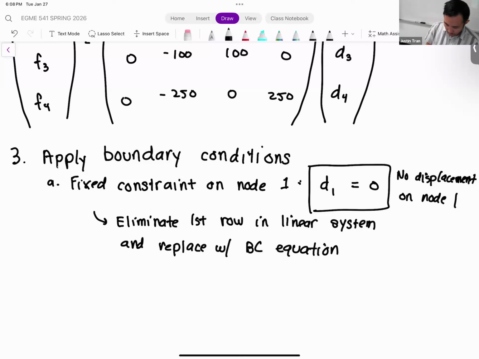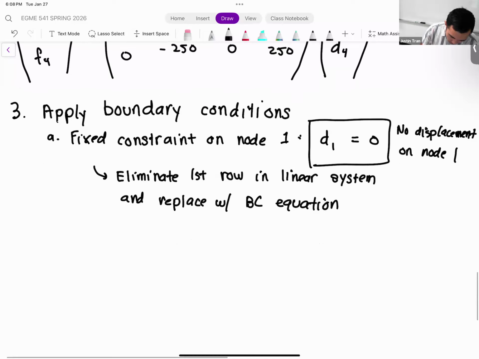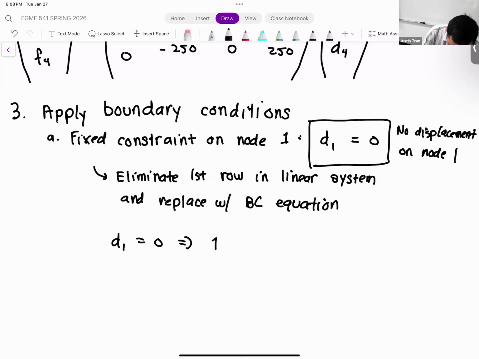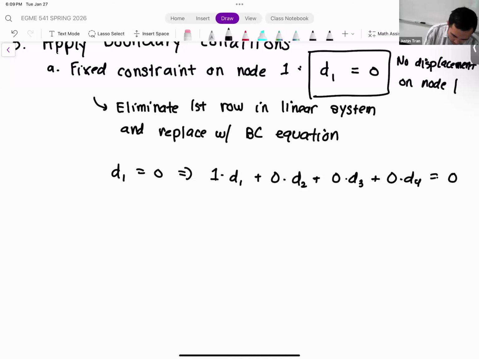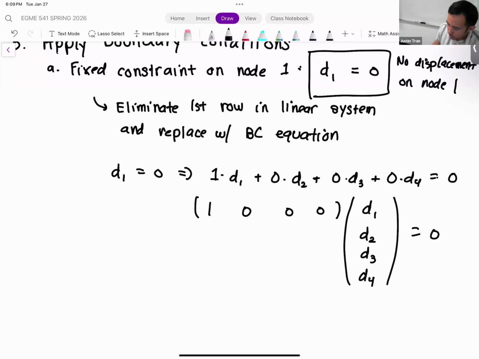If you remember from last time, this simple equation, D1 is equal to 0, we can rewrite in another form. We can write it as 1 times D1 plus 0 times D2 plus 0 times D3 plus 0 times D4 is equal to 0. In other words, if we extract out the coefficients, we have 1, 0, 0, 0 multiplied by D1, D2, D3, D4, and all that is equal to 0.